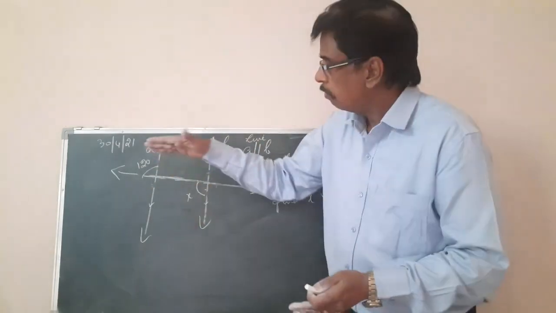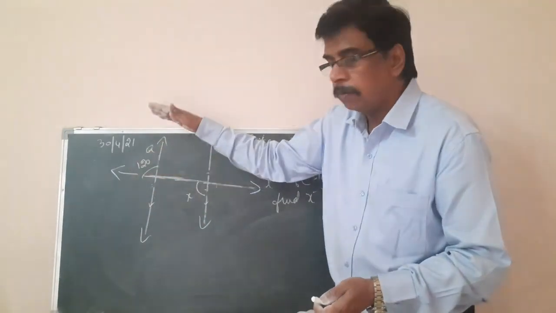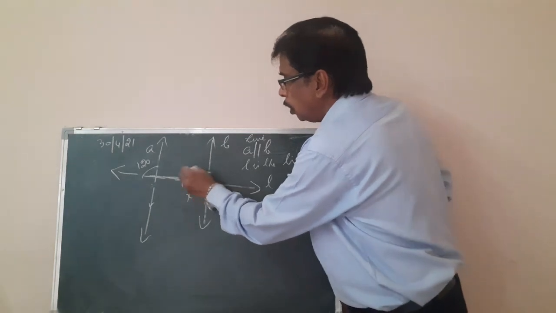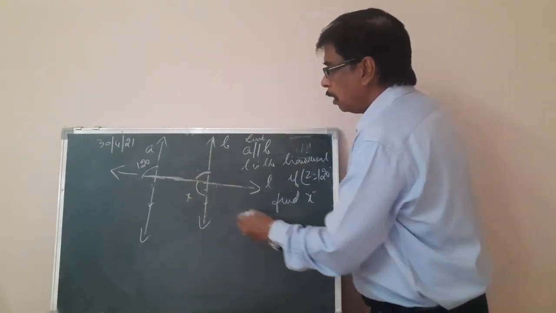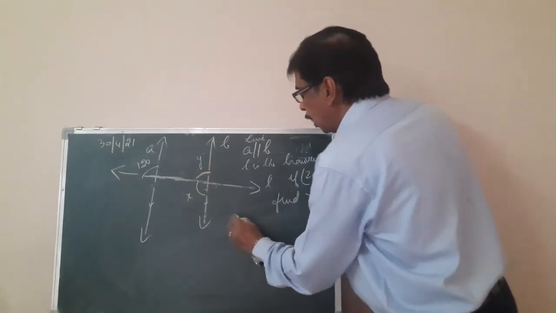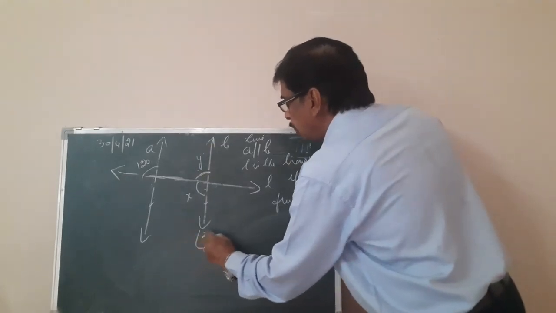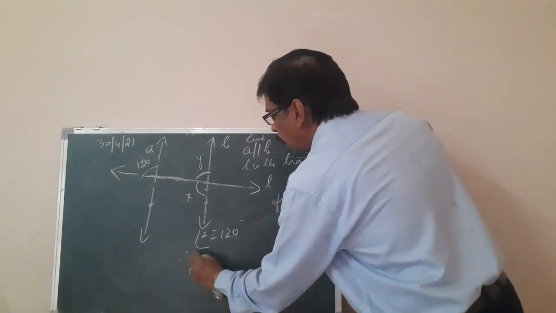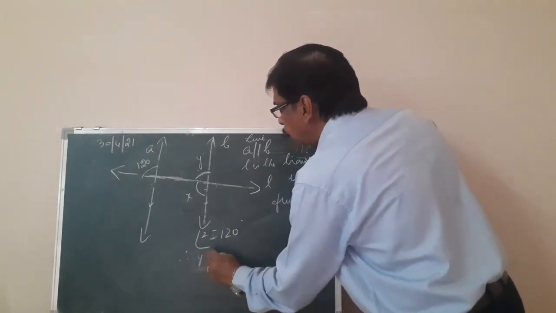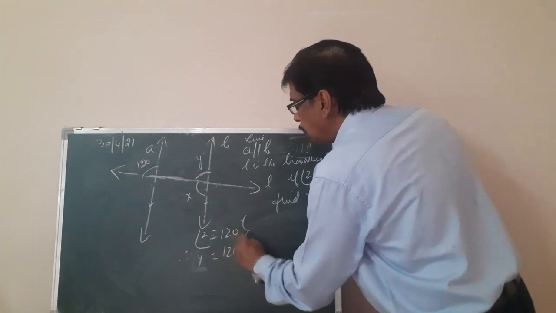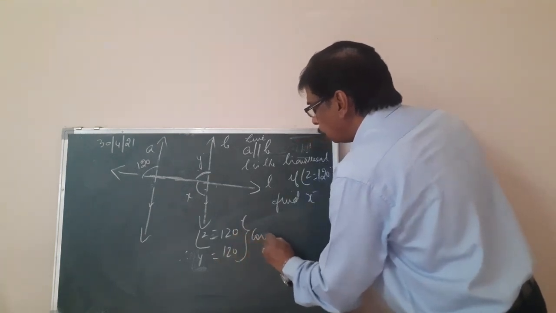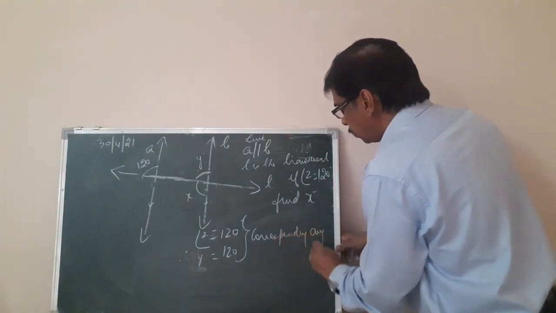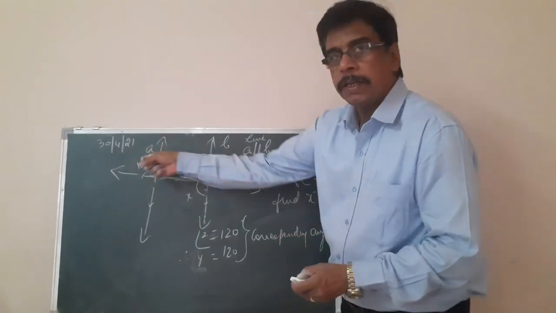So what we do is, first find the corresponding angle on this side. Corresponding to angle 2 is this angle, so we can name it y. Angle 2 is 120 degrees. Therefore y is equal to 120 degrees. Reason: corresponding angles. They are corresponding angles.